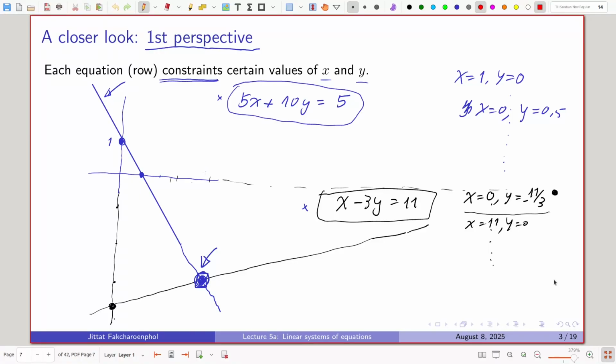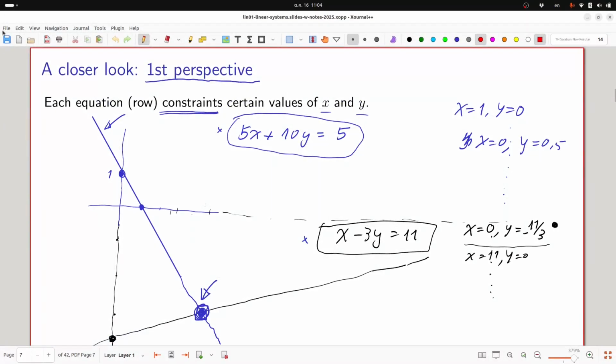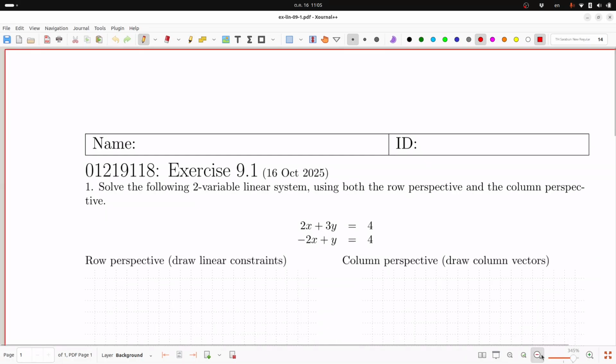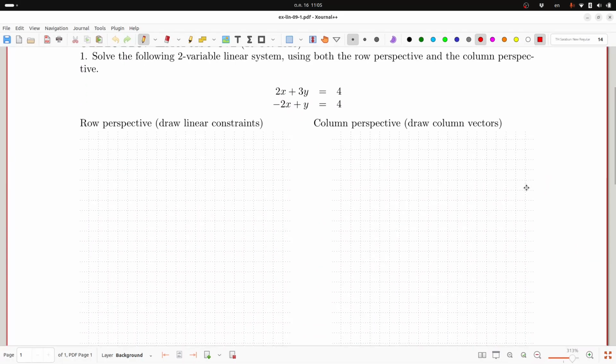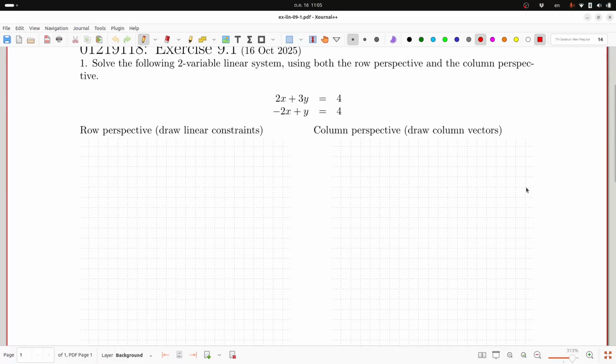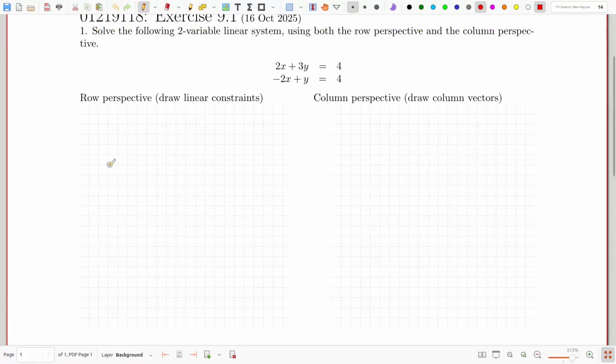Okay. So let's try to use that perspective to solve the first system of linear equations. I have two questions, right? So let's do the first one first. We do the left side first, and then the second, the right hand side. So if you do the row perspective, let's try to do it together. You first need to draw a coordinate.